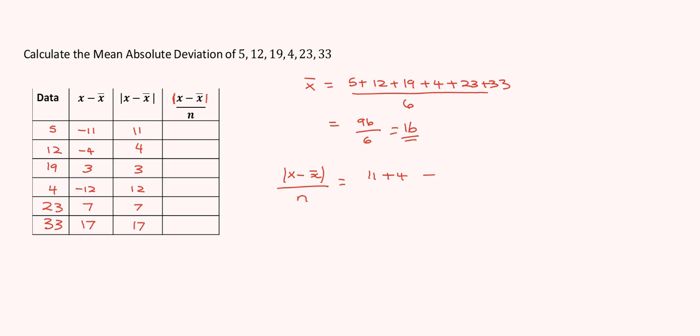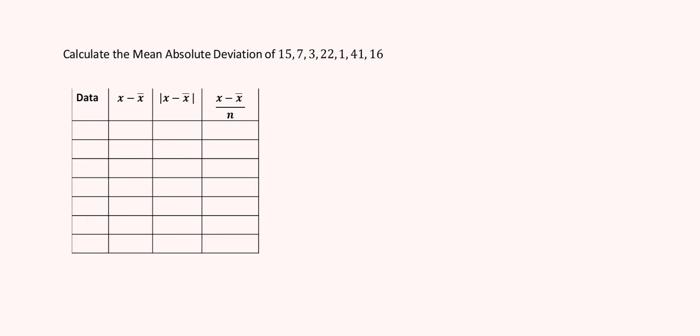11 plus 4 plus 3 plus 12 plus 7 plus 17 divided by 6. So we have 11 plus 4 at 15, plus 3, 18, plus 12, we have 30, plus 7, 37, plus 17, we have 54, divided by 6, which is going to give us 9. So the mean absolute deviation just gives us that on average, the numbers in the distribution are about 9 units from its mean. Let's try this data set here.